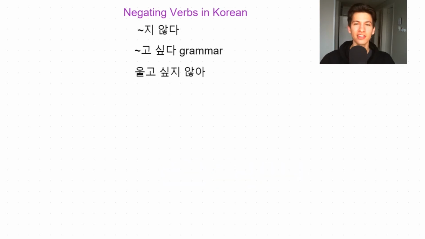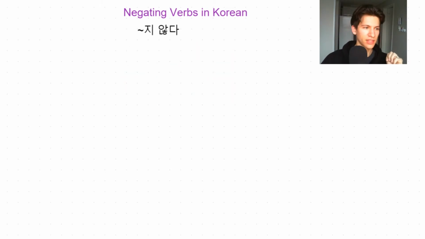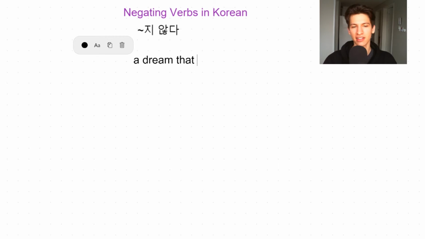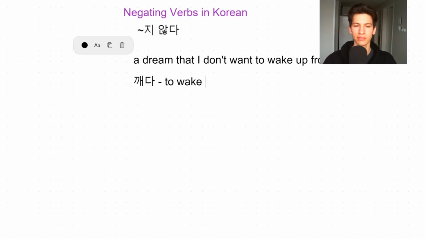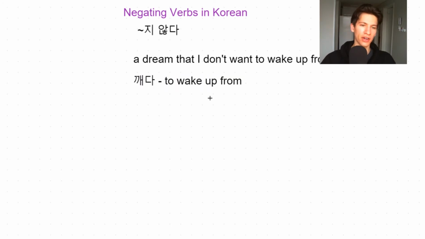And then here's the challenging part. If you thought that was challenging, check this out. So we're going to combine all that and more. How can we say a dream that I don't want to wake up from? The verb 깨다 means to wake up from. So how can we take 깨다 and then describe a dream that we don't want to wake up from?